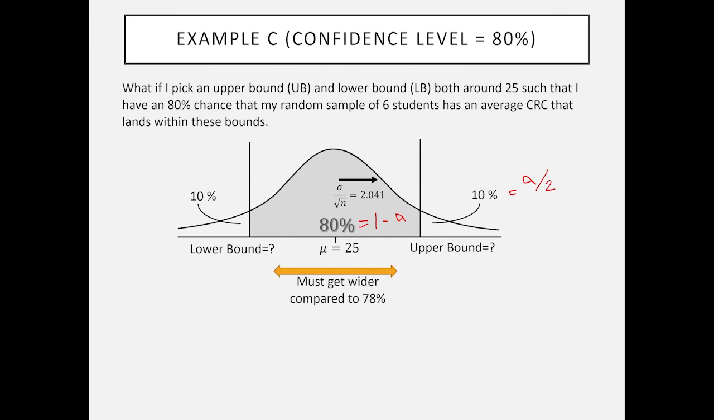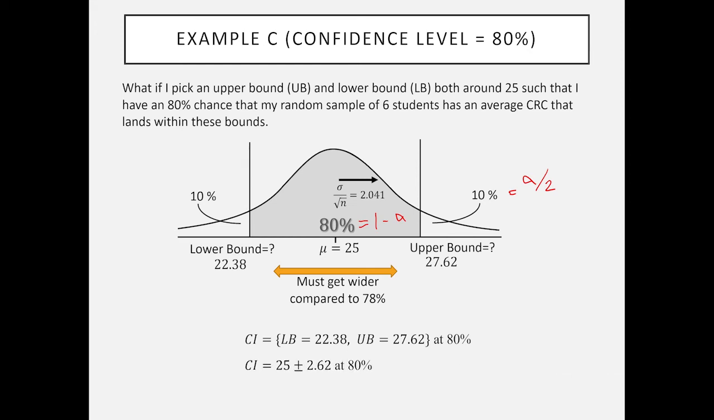And we know that this is going to have to get wider compared to the 78%. So we know that the upper bound and lower bound is going to be a little bit wider than we had before. I calculated it with the normal app, and you'll see that the upper bound is 27.62, and the lower bound is 22.38 rather. So again, repeating what this means is that you'd expect, if you stop 6 students at random and calculate their R-score, the average of the R-scores, there's an 80% chance that the average would fall somewhere between 27.62 and 22.38.